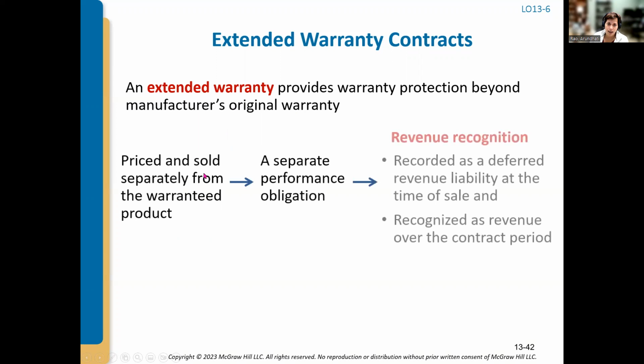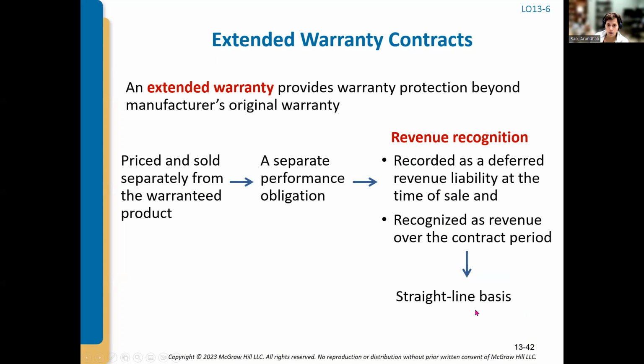Therefore, what is it? It is a separate performance obligation. So for the company that's selling this extended warranty, it is revenue that they cannot recognize as yet because they're covering an extended period of time, the product or the service that they have sold. So over the life of that warranty, they're going to recognize it on a straight line basis. So it's a very, very simple situation.